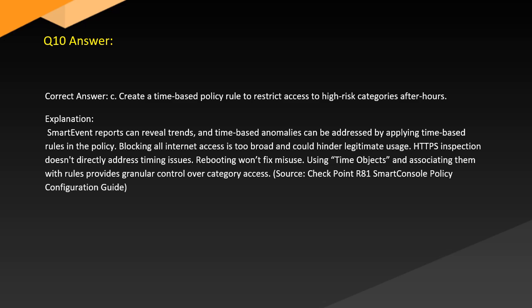Answer. Correct answer: C. Create a time-based policy rule to restrict access to high-risk categories after hours. Explanation: SmartEvent reports can reveal trends, and time-based anomalies can be addressed by applying time-based rules in the policy. Blocking all internet access is too broad and could hinder legitimate use. HTTPS inspection doesn't directly address timing issues. Rebooting won't fix misuse. Using time objects and associating rules provides granular control over category access. Source: Check Point SmartConsole Policy Configuration Guide.